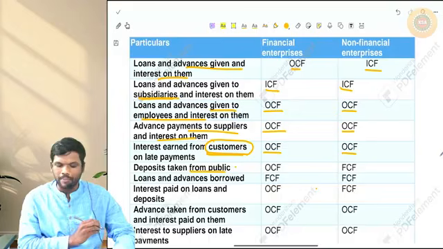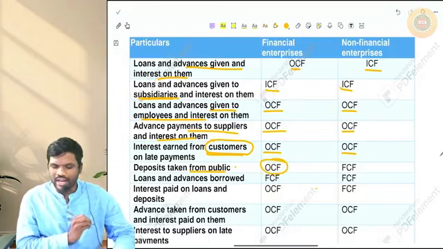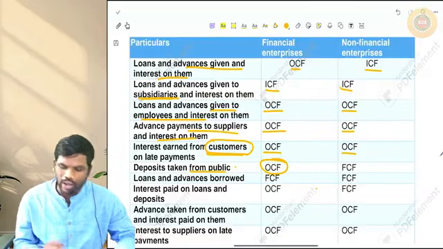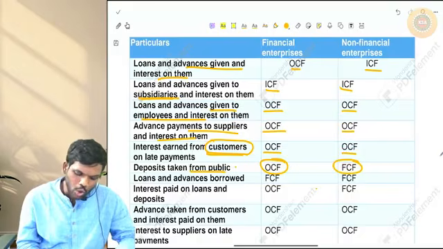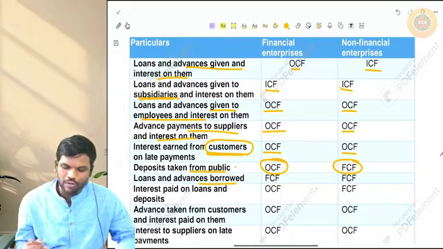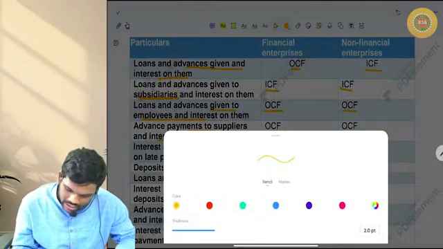Deposits taken from the public, for a financial enterprise, that is their core activity. So for them it is operating cash flow. But for a non-financial enterprise, deposit is like a borrowing. So for them it will be a part of financing cash flows. Loan borrowed, for a financial enterprise also, will be a financing cash flow. For a non-financial enterprise also it will be a financing cash flow.